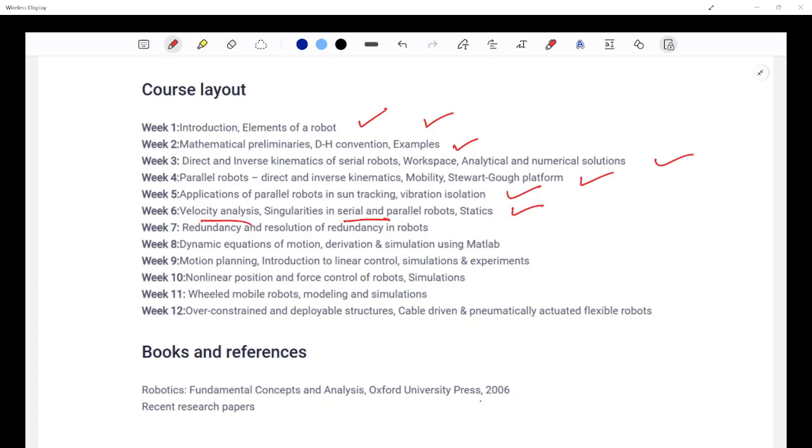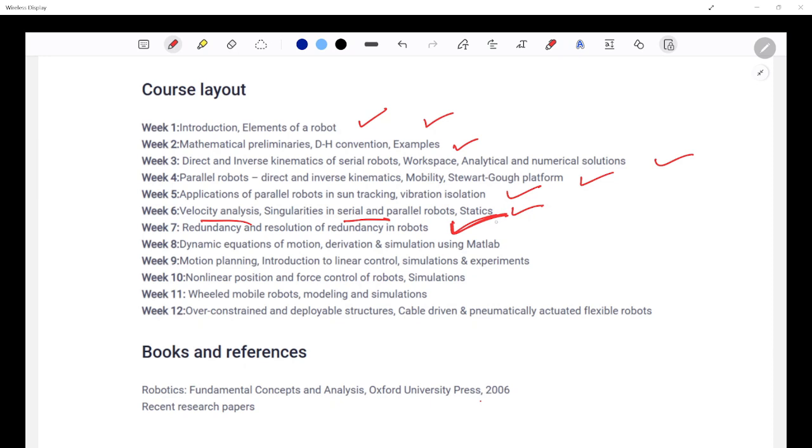but we haven't yet come to dynamics, right? Then in week 7, we saw what are hyper redundant robots, what is redundancy resolution in a human arm, and we also had a lecture on flexible robots, right? And we saw what are the various methods of modeling these flexible robots, right?